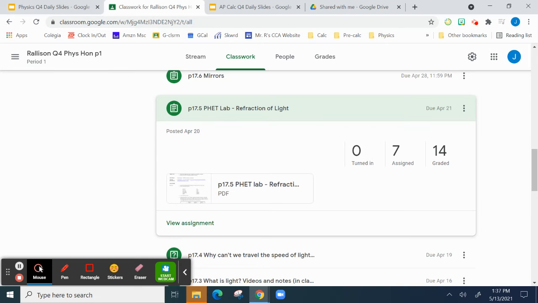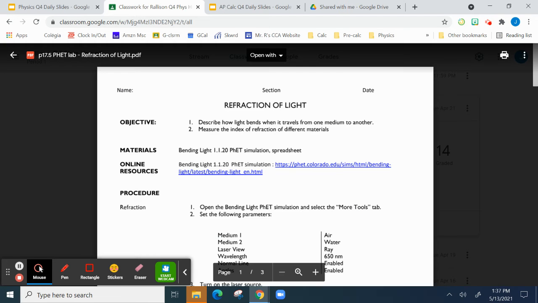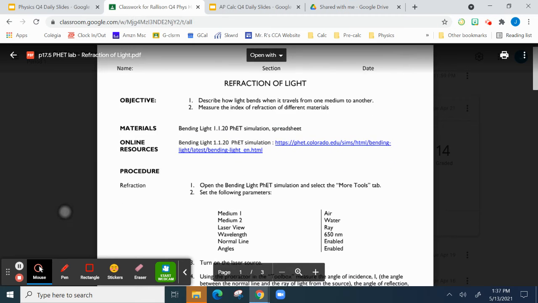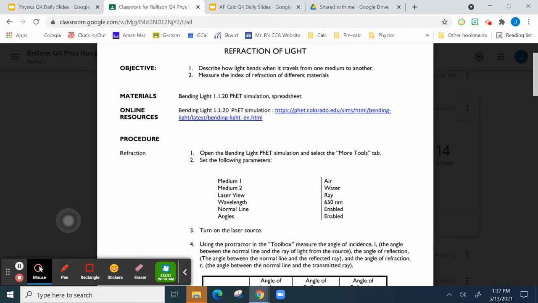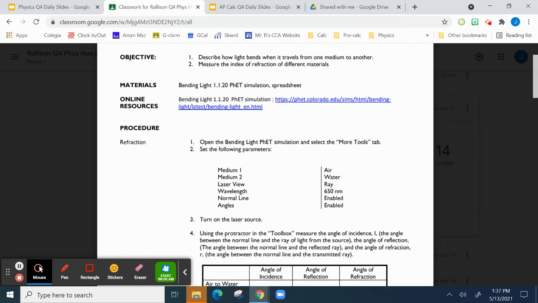All right, hey, so this is going to be assignment p17.5, which is a PhET lab on refraction of light. I haven't even looked at it, so it could be just as bad as the last video. We'll see.